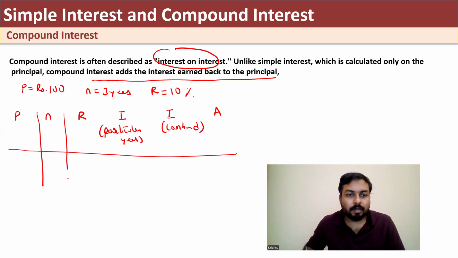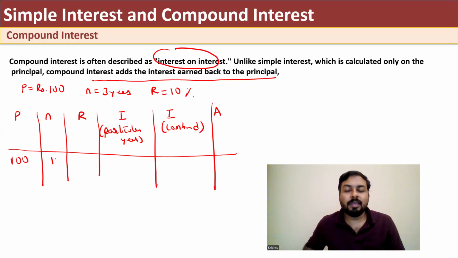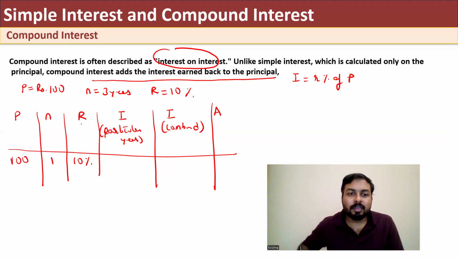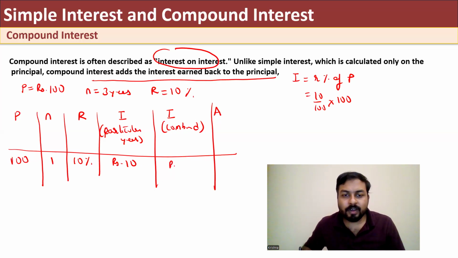Now, let me draw a table. So the principal is 100 rupees. We are talking about the first year now. The rate of interest is 10%. So how will you calculate the interest? Interest is equal to R percentage of P, right? So 10% of 100 is how much? 10% of 100 is 10 rupees. So interest for the first year is 10 rupees. What is the combined interest? So far, it is just the first year, so 10 rupees. Whatever is a particular year interest, that is the combined interest.